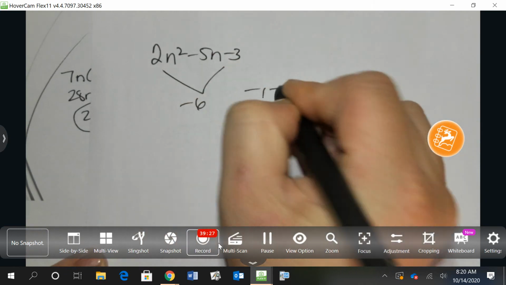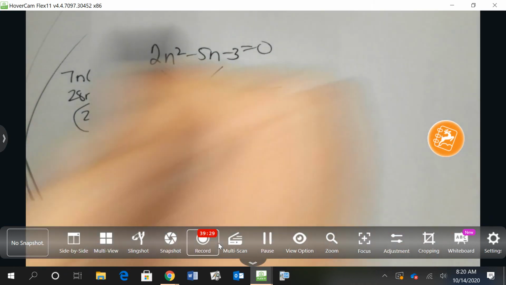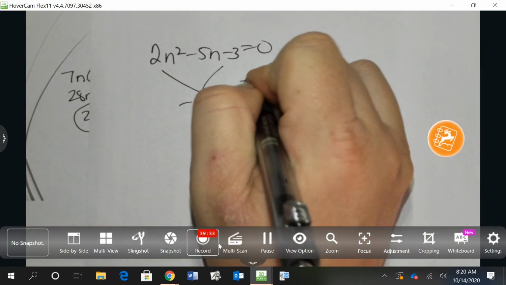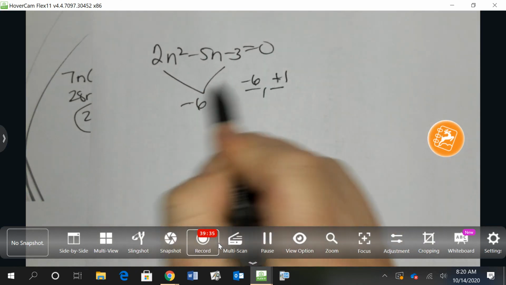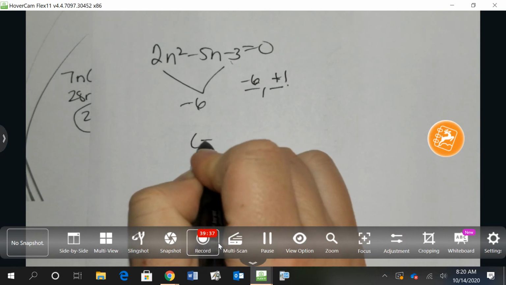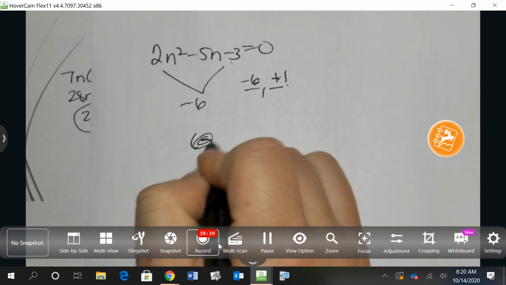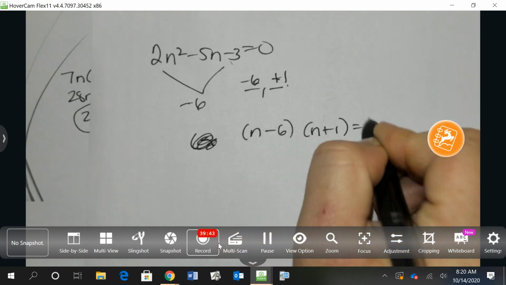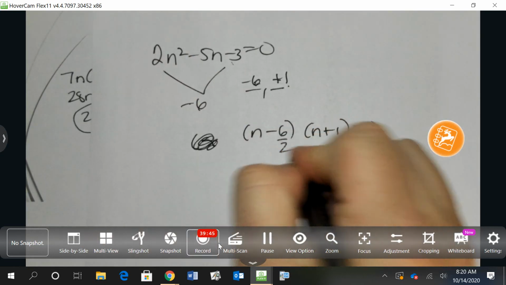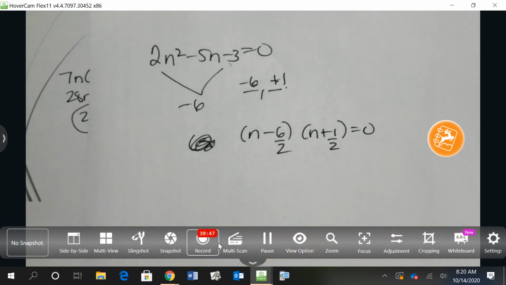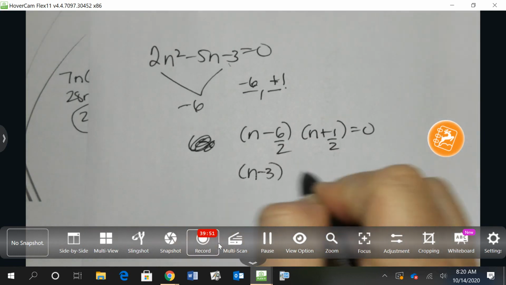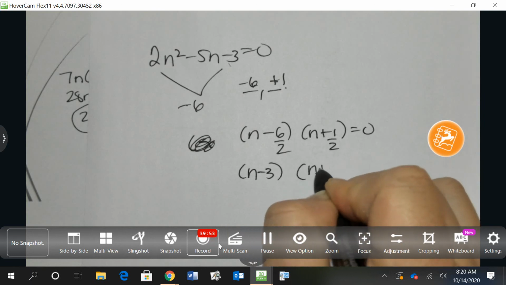So I'm going to see, is this trinomial factorable? Do I know two numbers that multiply to equal negative 6 and combine to equal negative 5? I do. Negative 6 and positive 1. Multiply and combine. So I should put an n, not an x, and minus 6 and n plus 1. Don't forget the leading coefficient is different than 1. It's a 2. This reduces to an n minus 3, and then I have an n plus 1.